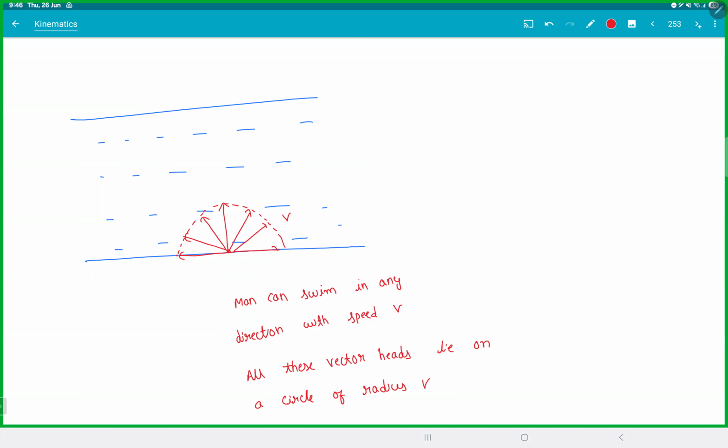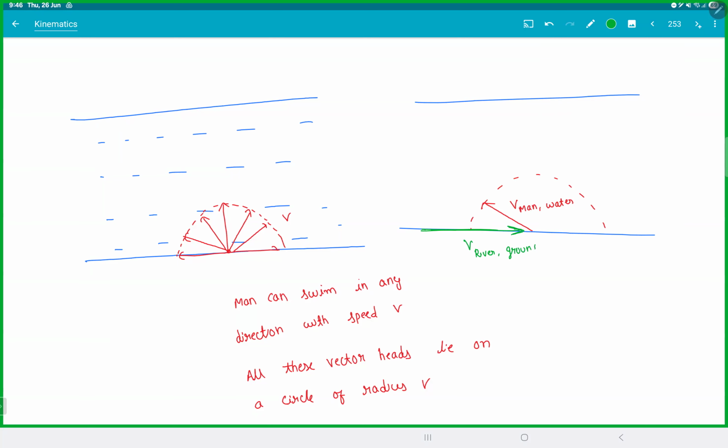That means whenever the man is swimming, what do you need to do? You need to choose any one vector on the circle, isn't it? So depending on which vector you choose, you can get different velocities. Great. So if you choose any one vector here, let's say this vector, this is the velocity of the man in water. And how is the river flowing? The river is flowing like this. This is the velocity of the river in the ground frame.